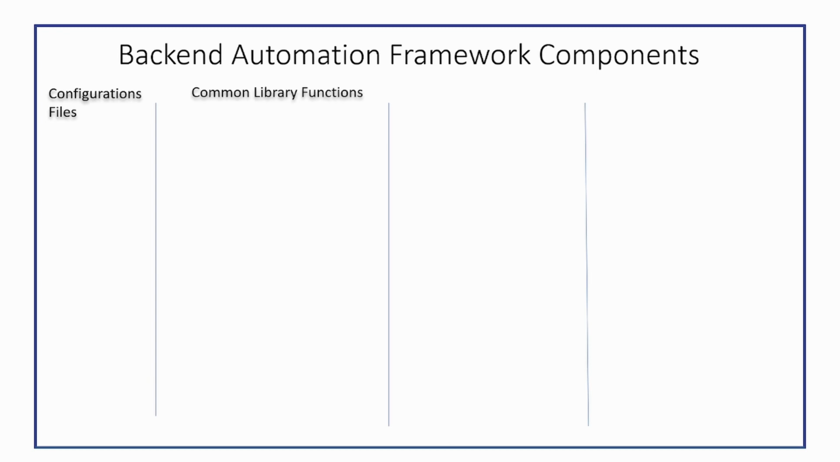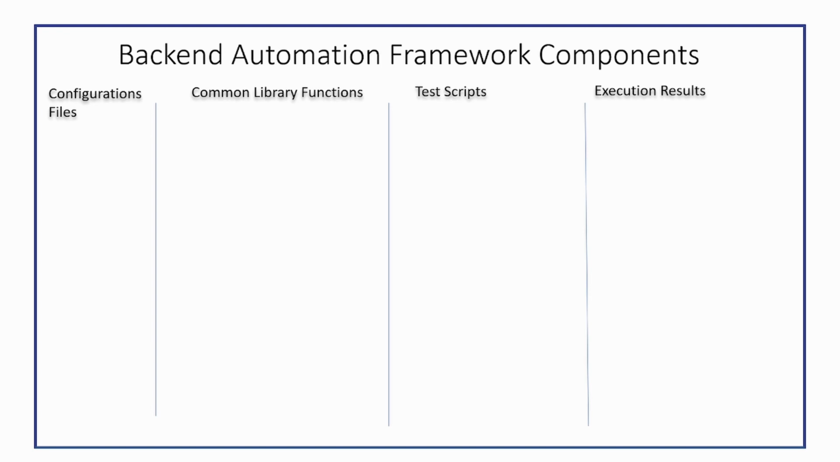The next part is the common library functions. Under common library functions, we will be creating certain libraries, reusable components, which can be used throughout the execution. Next are the test scripts, which are nothing but the test cases you'll be creating. And last are the execution results. Execution results are always stored in a separate folder to keep them separate from the code base. Now let's see all these individual components.